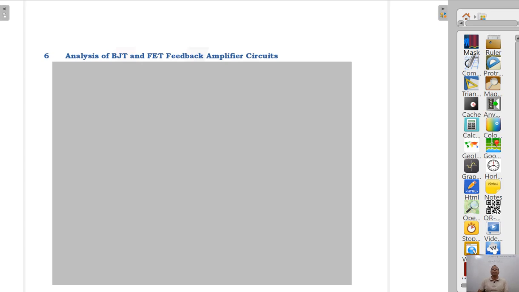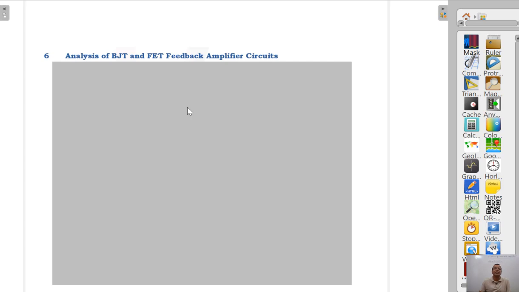Hello friends, now the last but important topic of feedback amplifier is the analysis of BJT and FET based feedback amplifier. Before we proceed for the analysis of the BJT and FET based feedback amplifiers, we must know the steps involved for analysis. I'll be discussing the different steps which are used for analysis of the amplifiers, and then we will proceed with the practical circuits.